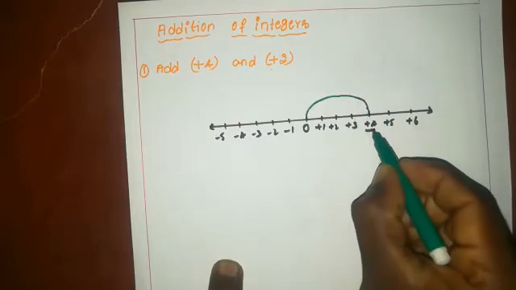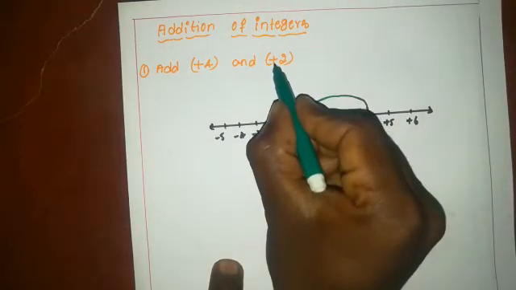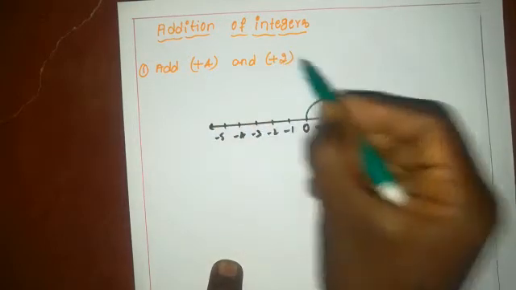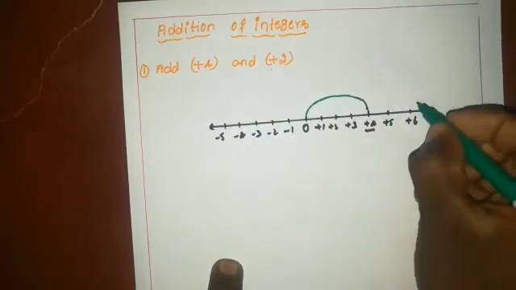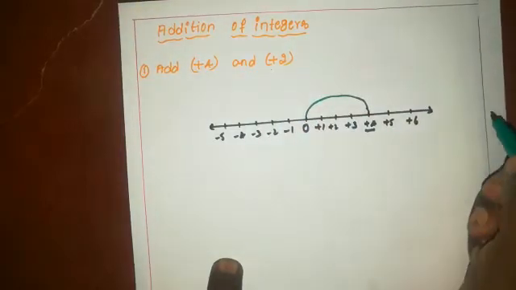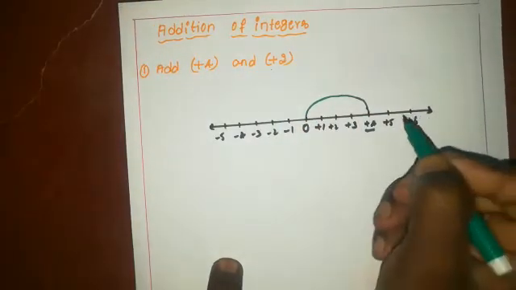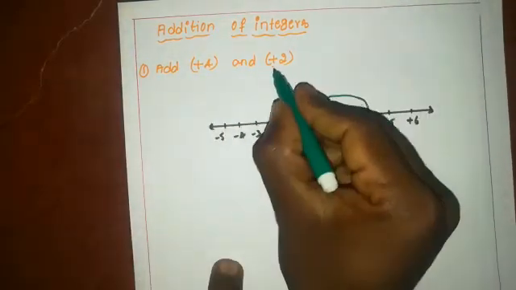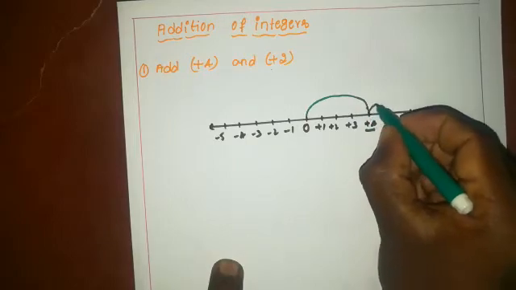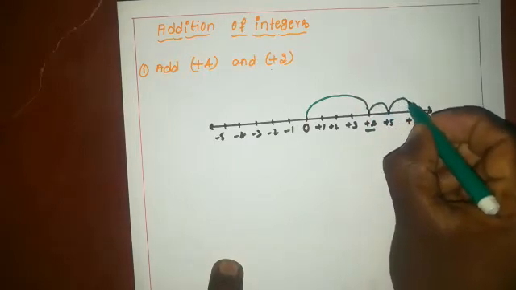Now to plus 4 we have to add plus 2. It means we have to move 2 steps to the right side. Plus means we move to the right side; if it were minus, we would move to the left side. Here we have plus 2, so we move 2 steps, that is 1 and 2.